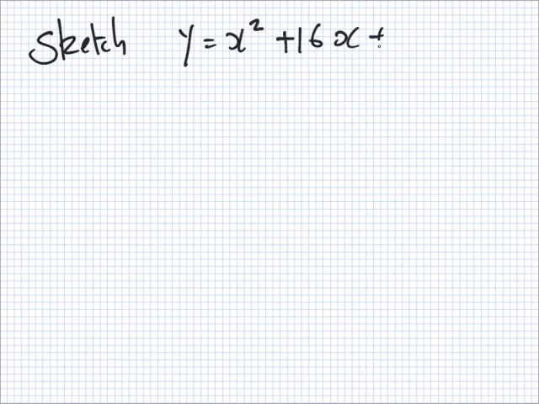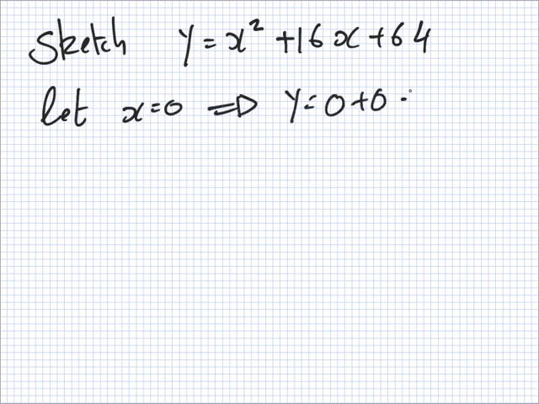So let's say you had a question and it said sketch y equals x squared plus 16x plus 64. Okay, well let's try and think about this. How did we sketch the line? We sketched the line by finding the x and y intercepts. The easiest one to get first is the y-intercept. So, let's start by saying let x equals 0, so what will that make y? y will be 0 plus 64, which is 64. So we have 1 point already, 0, 64.